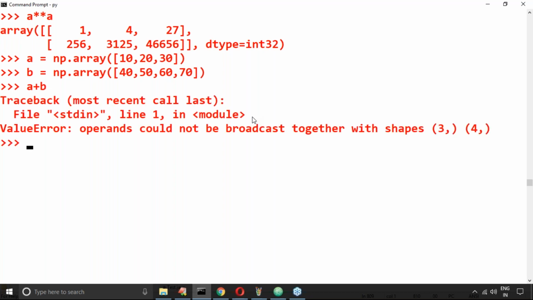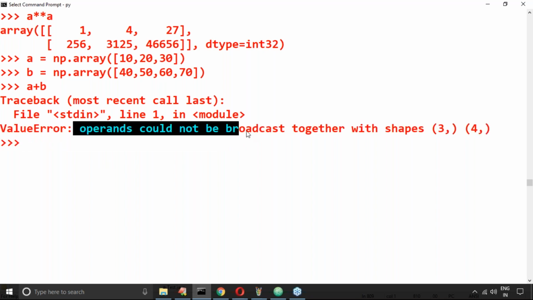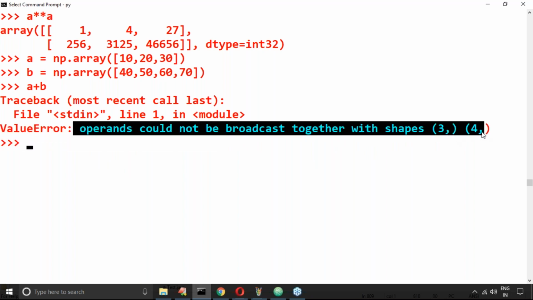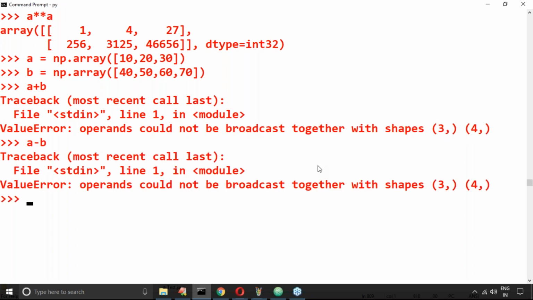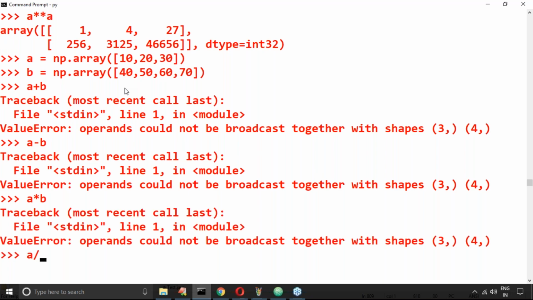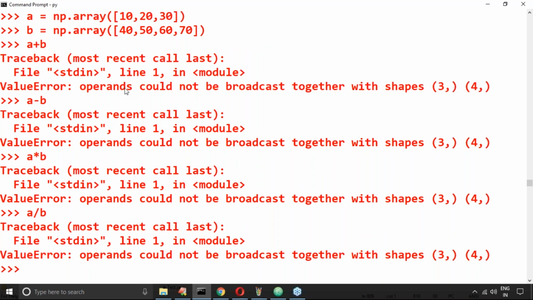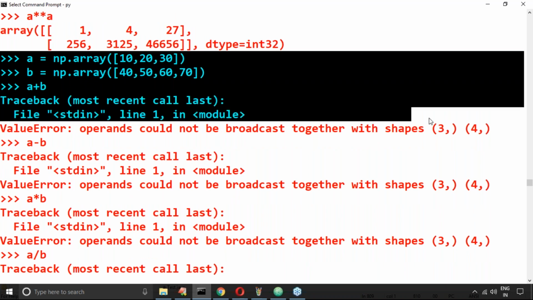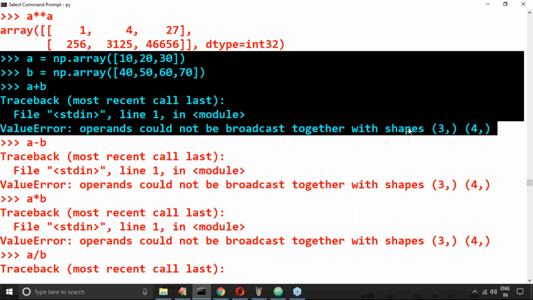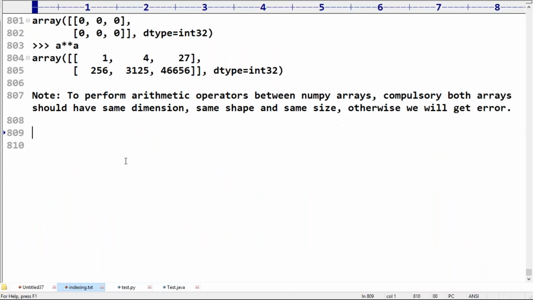If I perform it, we get a ValueError: operands could not be broadcast together with the shapes. Have you observed? Similarly, you can perform a minus b, a into b, a by b. Everywhere we get the same problem by default. We could not broadcast with the shapes 3 and 4, because dimensions are the same, but the problem is with the shapes.